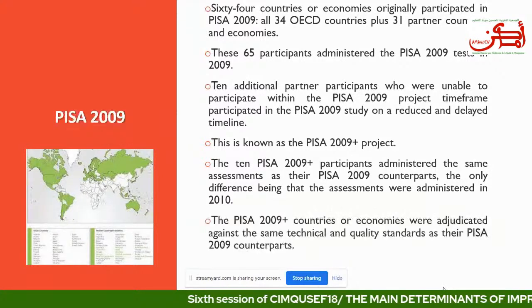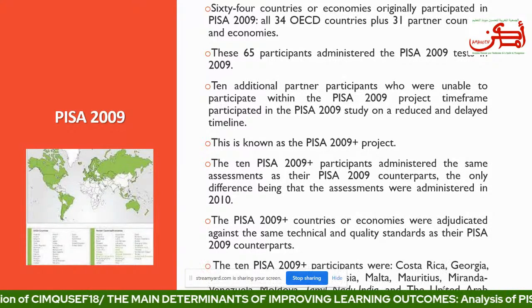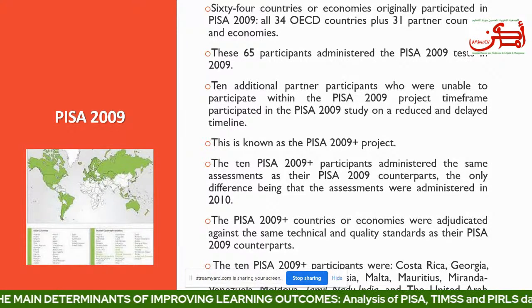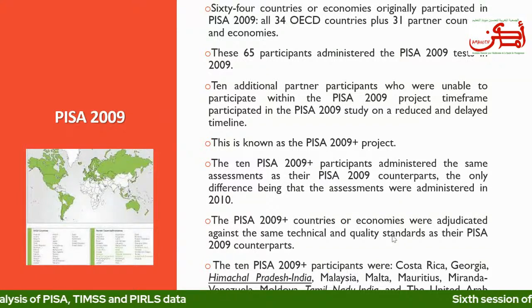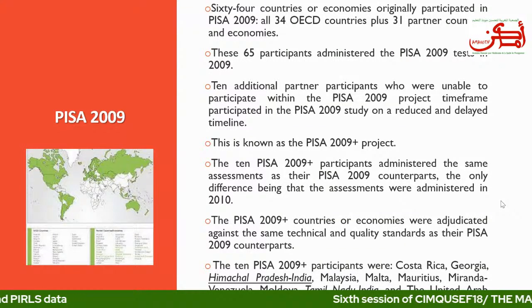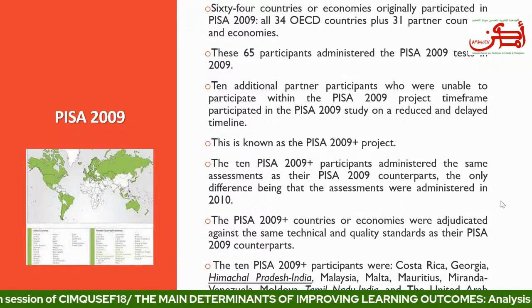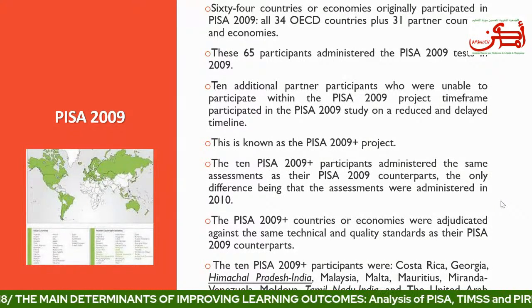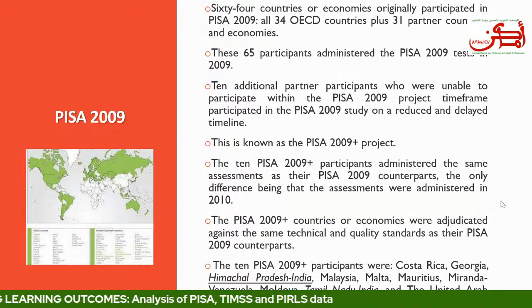Though they participated in 2010, the technical and the quality standards were same. And the rest of the other countries also participated in PISA 2009 plus. These were Costa Rica, Georgia, Mauritius, Venezuela, and two states from India. One of the states is Himachal Pradesh, which is a hilly area, and another one is Tamil Nadu. So Himachal Pradesh is in the north part of India, and Tamil Nadu is in the south. So both of these states are very different. And among 29 states, only two states participated in PISA in 2009.